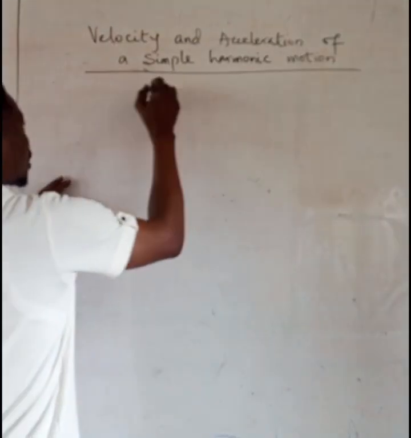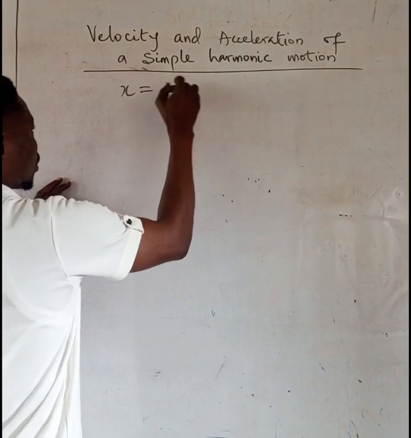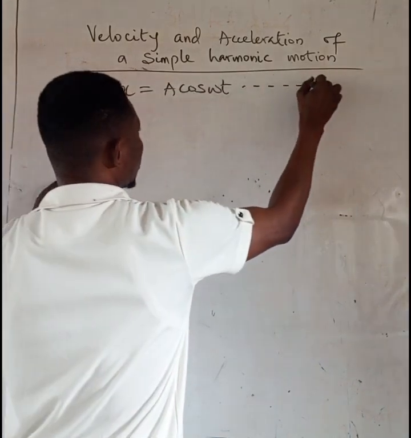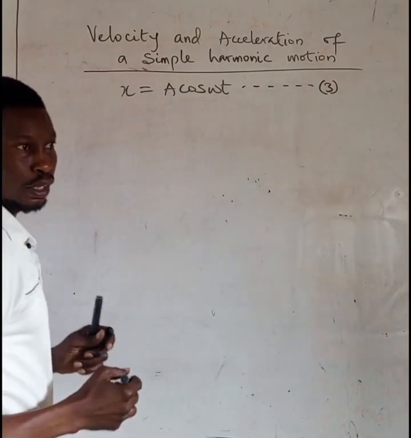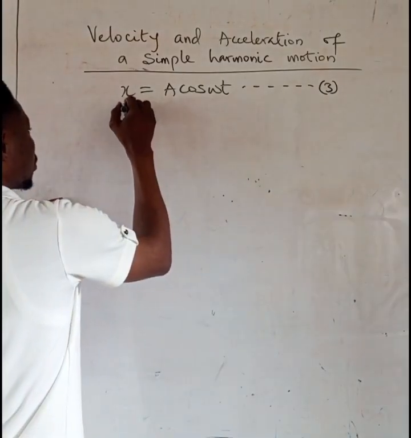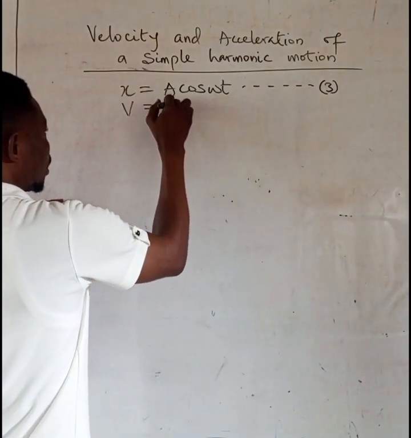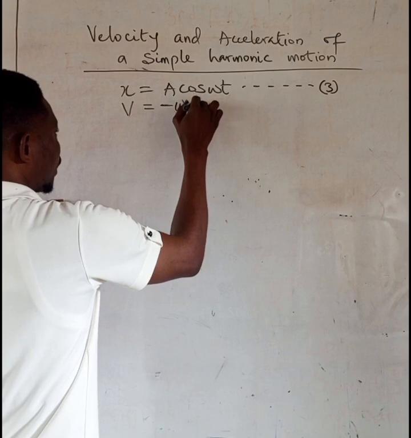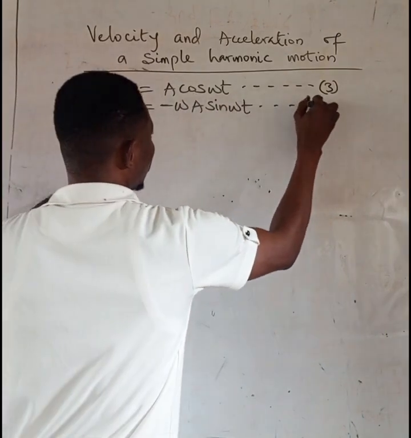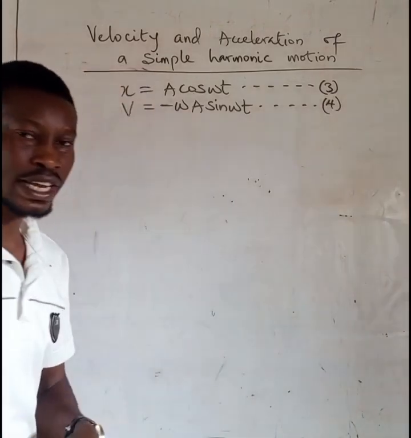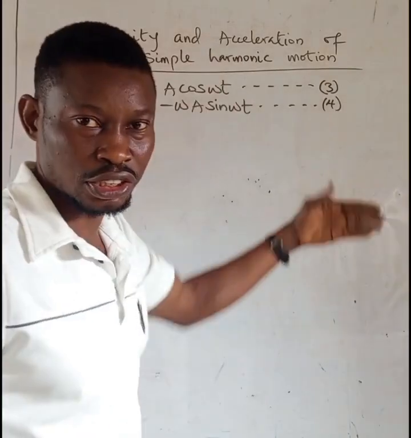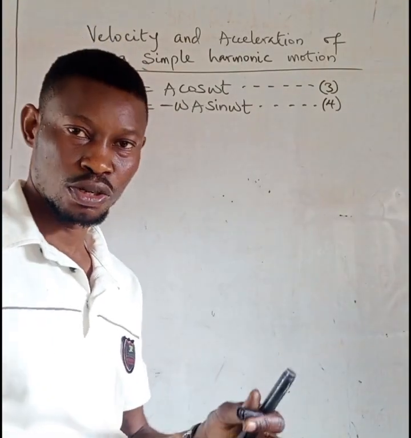Recall, we started with x equals A cosine omega t. We call this our equation number 3. Then we use equation 3 to obtain another equation, which was v equals negative omega A sine omega t. We call this our equation number 4. So next, we will obtain the equation for acceleration of a simple harmonic oscillator.